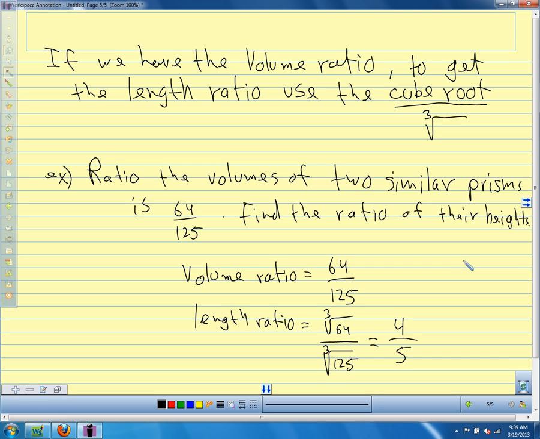So pretty straightforward rules. Go from length to area, square. Go from area to length, square root. Go from length to volume, cube. Go from volume to length, cube root.